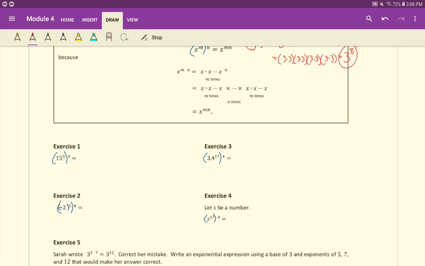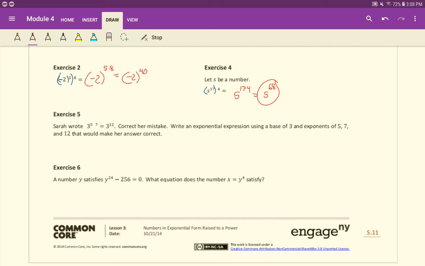Okay, so 15 to the 3 to the 9 is going to be 15 to the 3 times 9, or in other words, 15 to the 27th power. Here in exercise 2, it's negative 2 to the 5th to the 8th. So it'll be negative 2 to the 5 times 8, or negative 2 to the 40. Okay, same thing for number 3, 3.4 to the 17 times 4, which is 3.4 to the 68th. Okay, why don't you go ahead and try exercise 4 here with the s. What would that be? All right, it would be s to the 17 times 4, which again, we already saw the 17 times 4 there. We know it's 68, so it's s to the 68th.